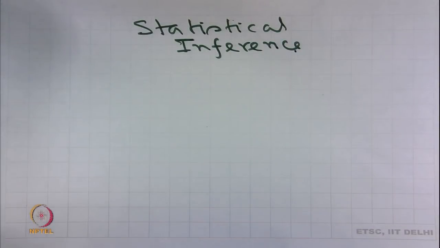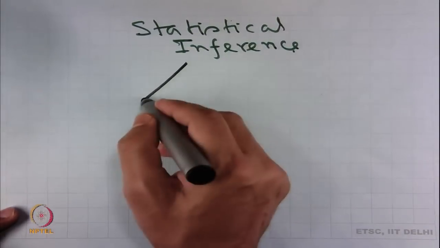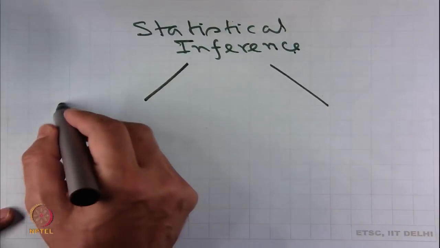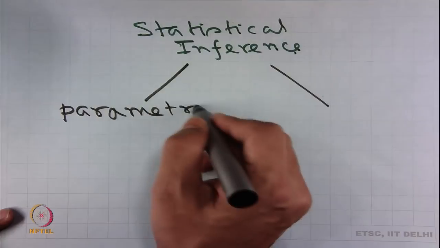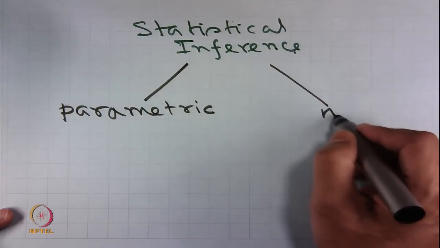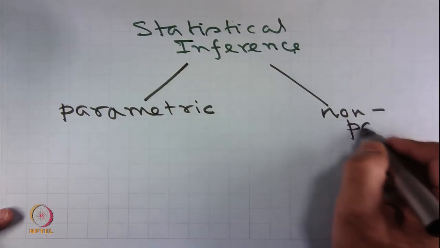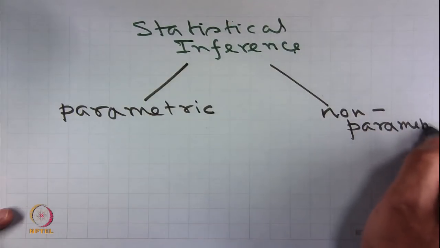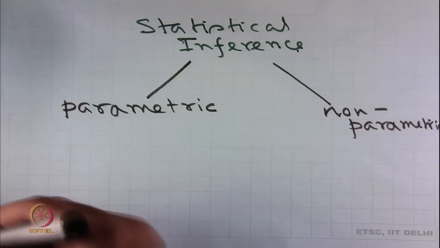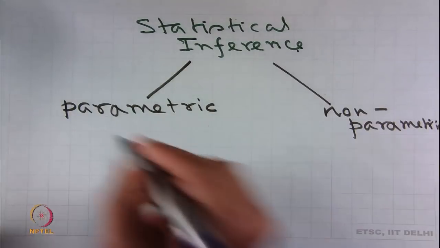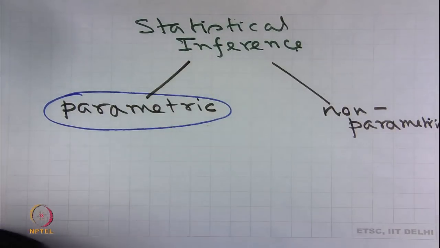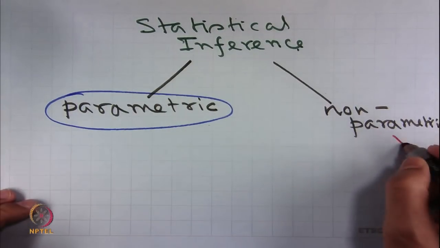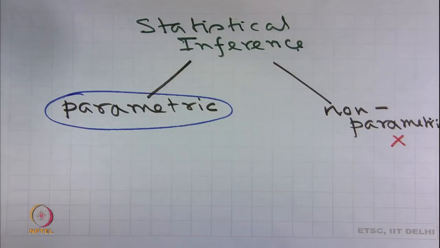There are two basic approaches of statistical inference: parametric and non-parametric. In this series, I will be focusing on parametric inference. Non-parametric I am not going to cover in this series of lectures.